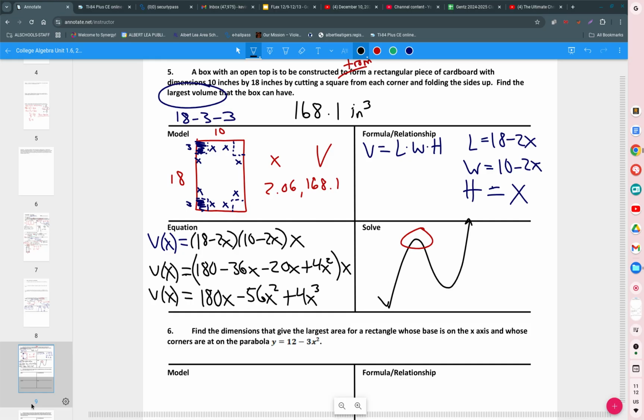Now that you're at the top, move left. See how it's like left bound? So you got to be left of the top, and then you have to be right of the top.